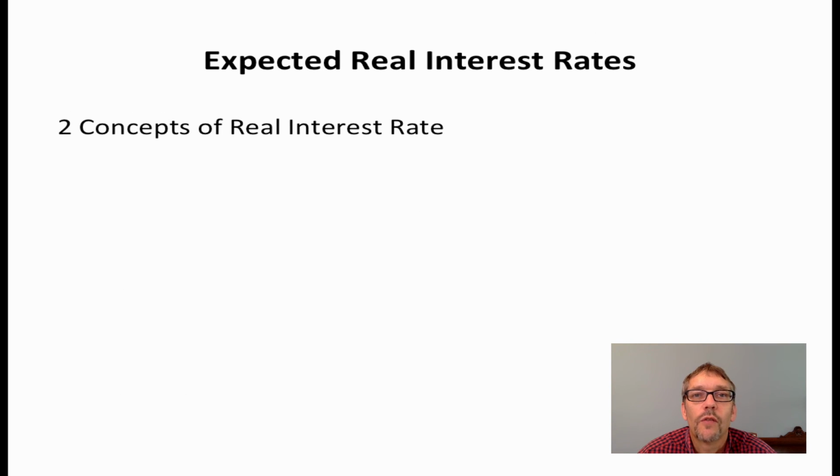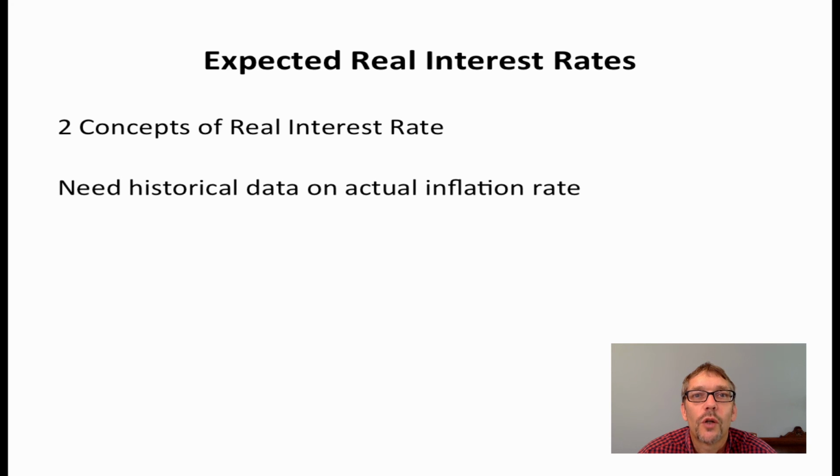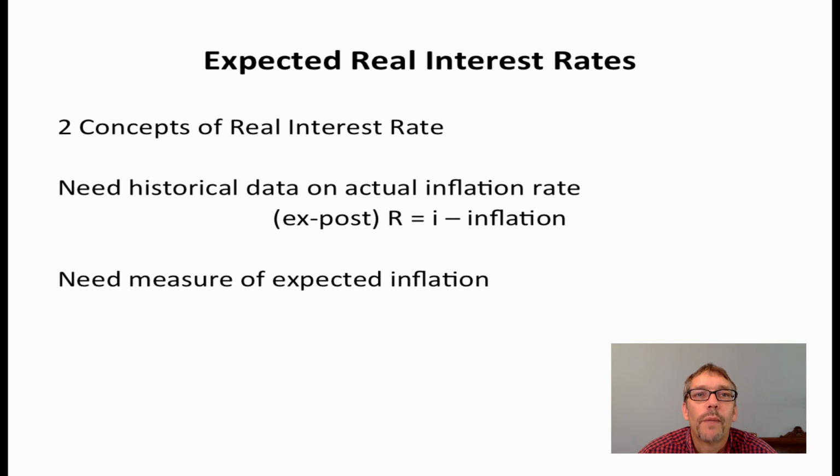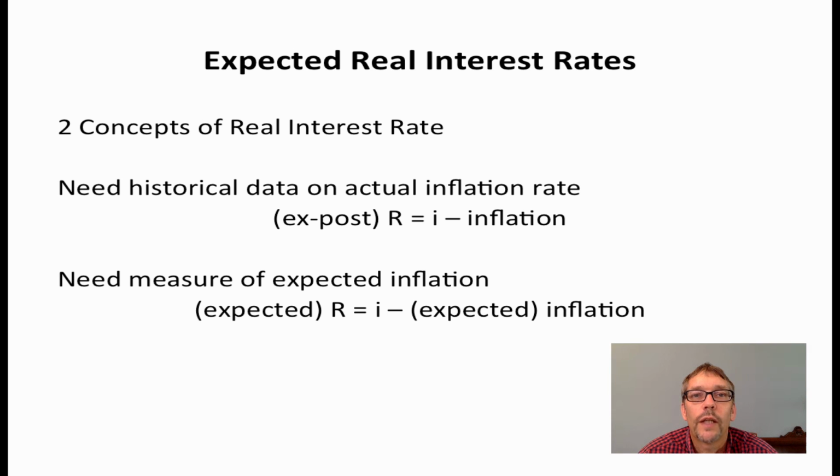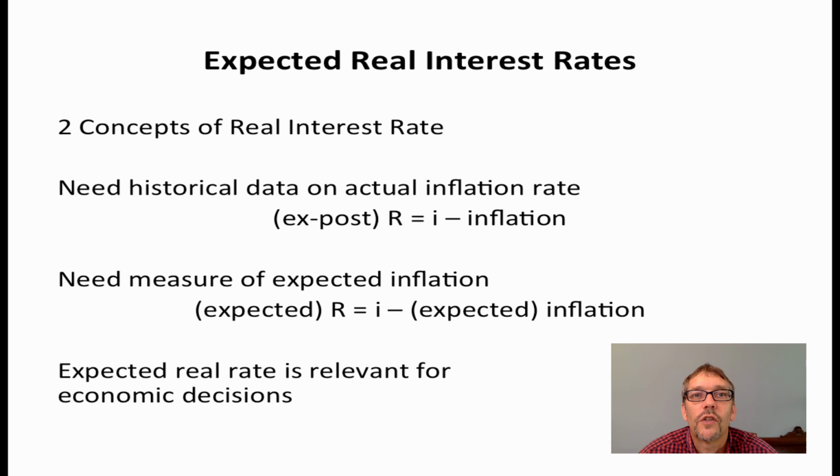There are two basic concepts of the real interest rate. One of these uses historical data on actual inflation. This is known as the ex post real interest rate and is calculated as the nominal interest rate minus the actual rate of inflation. The second concept of the real interest rate is the expected real interest rate, and this is based upon a measure of expected inflation. The expected real interest rate is equal to the nominal interest rate minus expected inflation. While the ex post real interest rate is easy to calculate because it doesn't require a measure of expected inflation, for economic decisions about savings and investment, it is the expected real interest rate which is important.